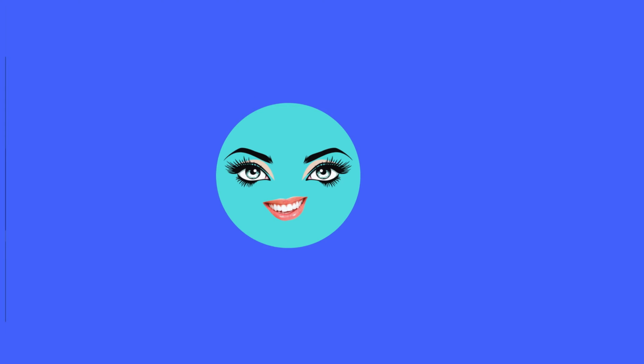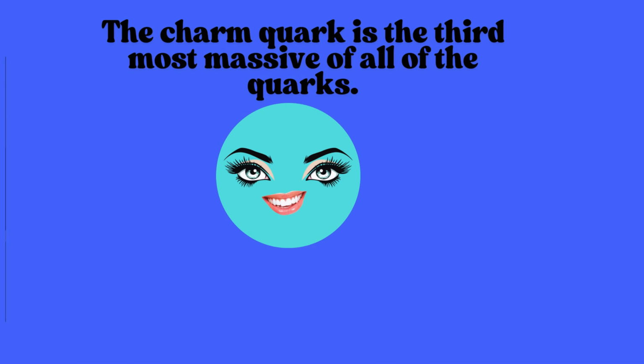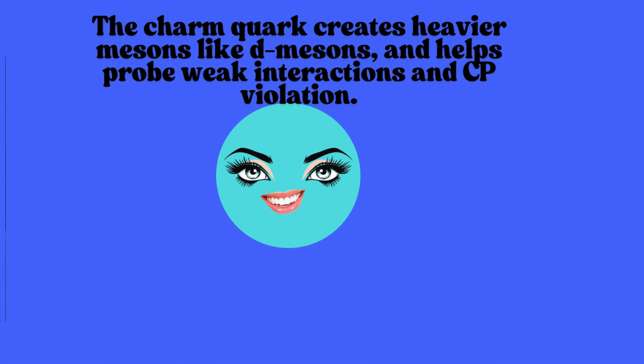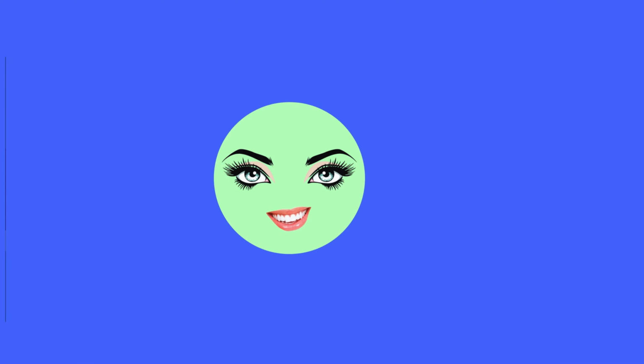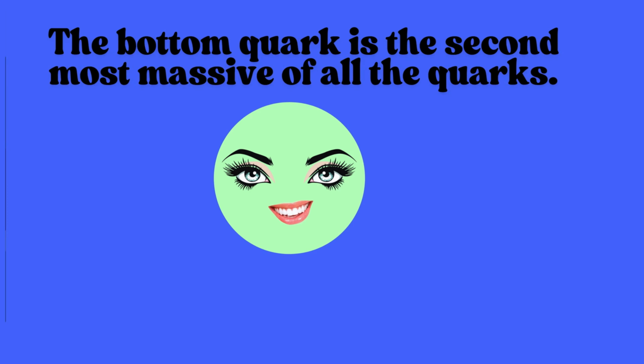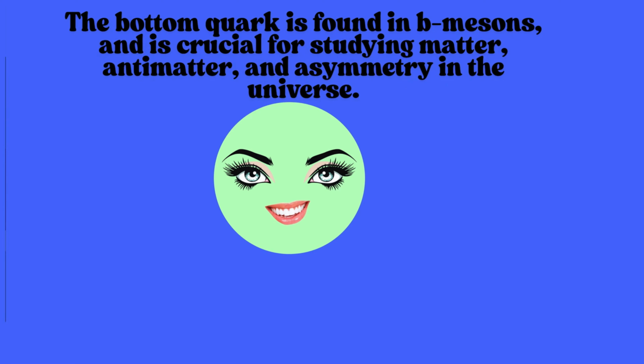Let's move on. I am the charm quark, and my symbol is C. I'm the third most massive of all the quarks. I create heavier mesons like D mesons. I help probe weak interactions and CP violation. I am the bottom quark, and my symbol is B. I am the second most massive of all the quarks. I am found in B mesons. I'm crucial for studying matter, antimatter, and asymmetry in the universe.